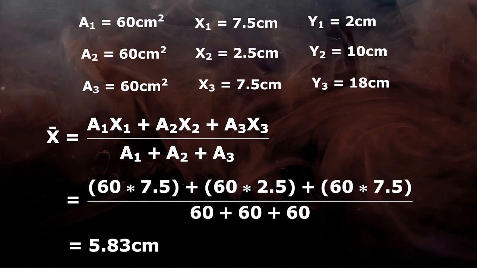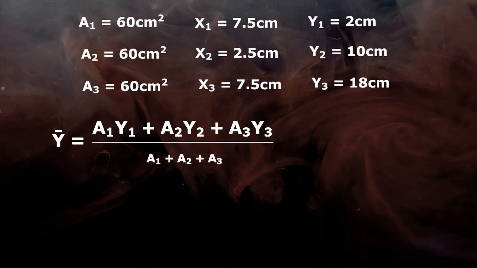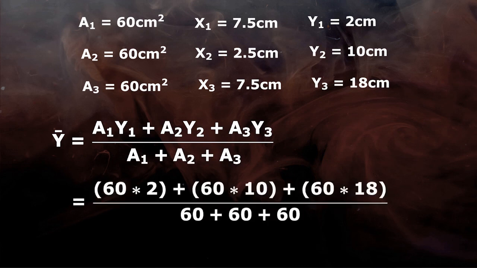Similarly, the y coordinate of the centroid can be found by taking the moment of area with respect to the x-axis. So the moment of the total area will be equal to the summation of moments of all individual areas. Put values of a1, a2, a3 and y1, y2, y3 in this equation. So the y coordinate we get is 10 centimeter.